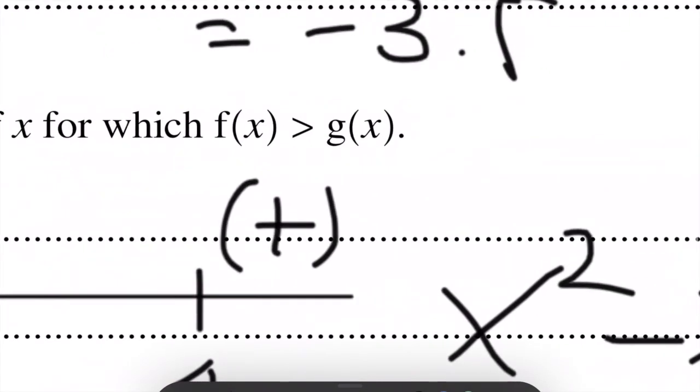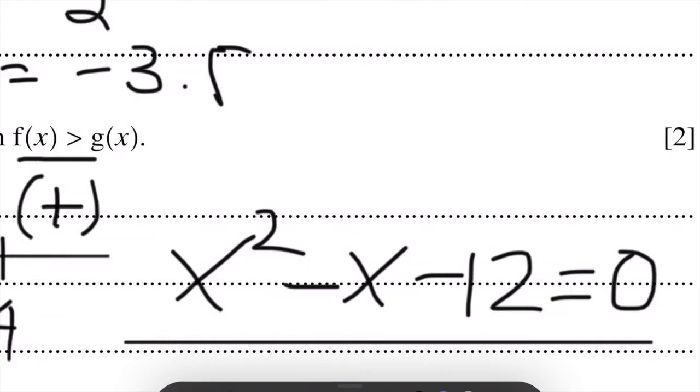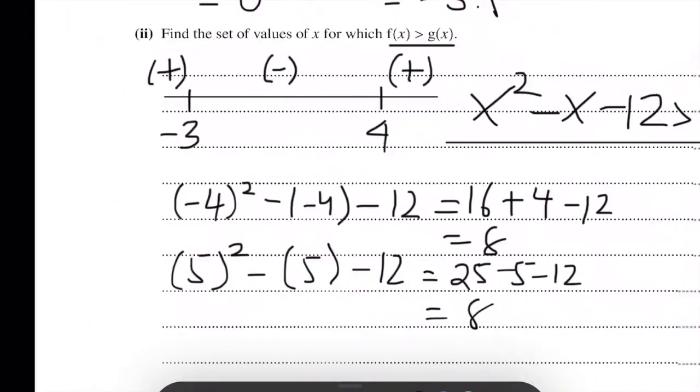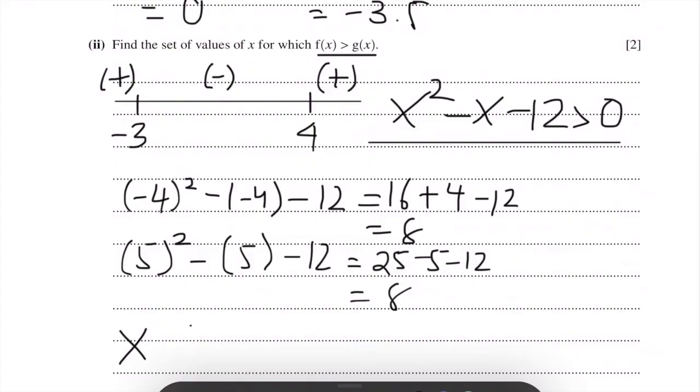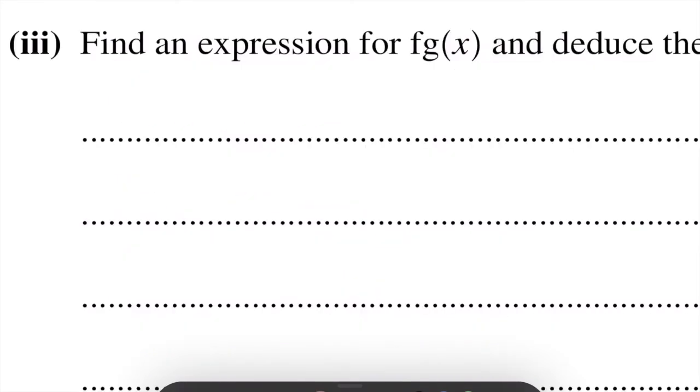So in order to find f(x) larger than g(x), we can go ahead and tweak the equation here to larger than 0. Since we need larger than 0, we only accept positive numbers, so it will be x smaller than negative 3 and x larger than 4. And these are your set of values.